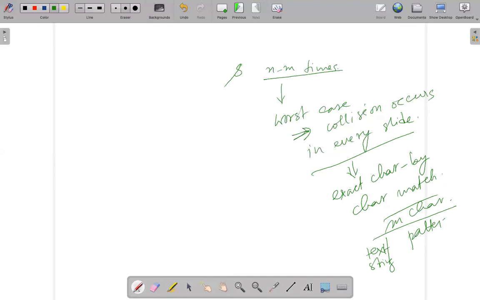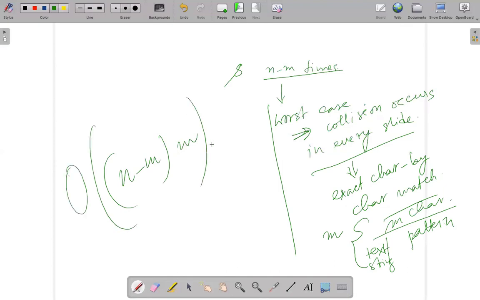Okay. So this character by character match will take time order m. And since in the worst case there can be n minus m such collisions taking place, the cost would be n minus m into m, and therefore roughly the complexity of this algorithm would be (n minus m) into m. So that ends our discussion on the Rabin-Karp algorithm. And in the next lecture, we will start off with the Knuth-Morris-Pratt algorithm.